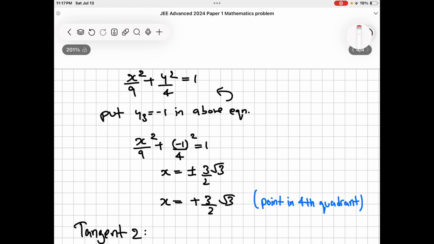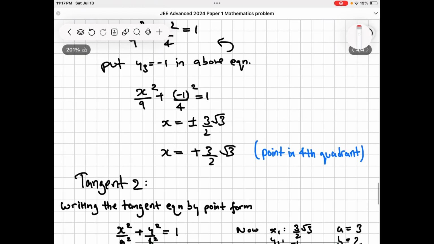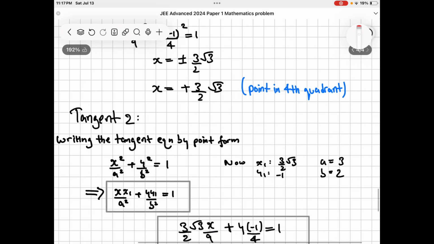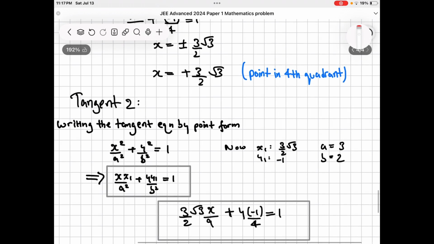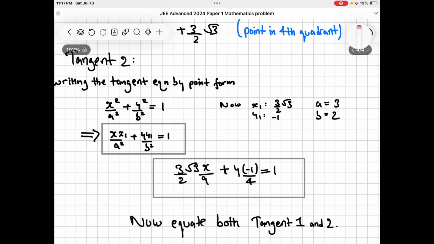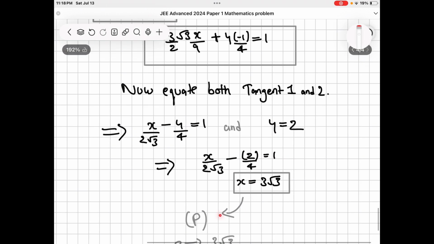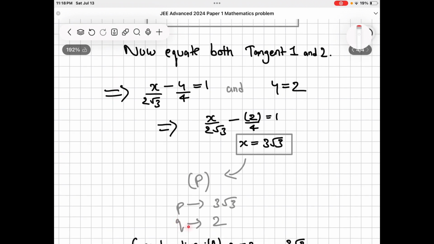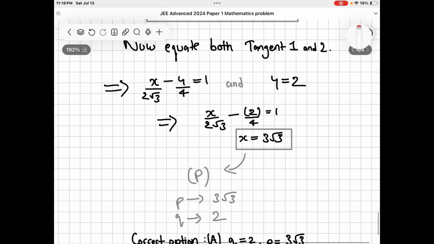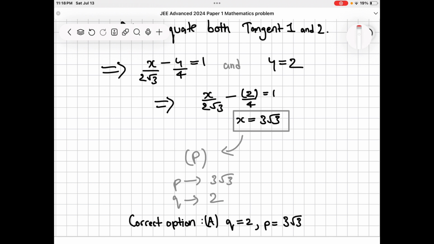Now let's talk about tangent 2, which is the other line. We write the tangent by point form, as I told you, doing the same as we did with tangent 1. Here we put in the values and we get this equation. Now we equate both tangent 1 and tangent 2. On solving both equations, we get x equal to 3 root 3, and this turns out to be the point P. And we have found the value of Q, which is equal to 2. So the correct option is A, which is Q equals 2, P equals (3 root 3, 2).